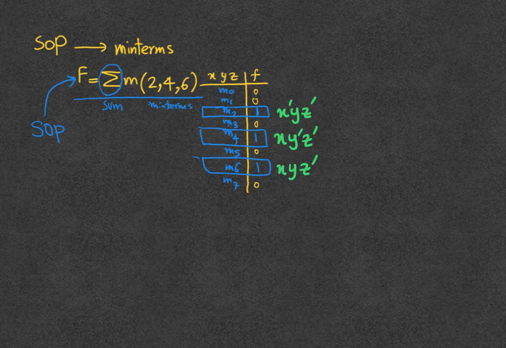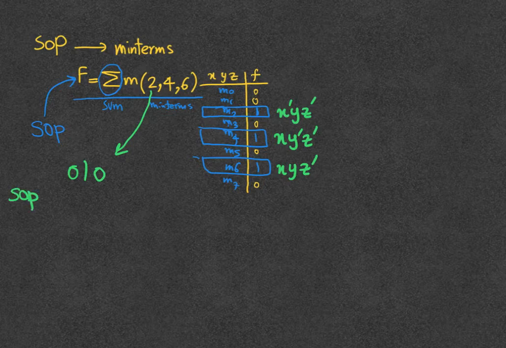You don't need to draw the truth table to write down the SOP. You can find it from this here. So 2 is 0, 1, 0 in binary. Then since this is SOP, if the input is 0, you get prime. So you get x prime, y, and then z prime.